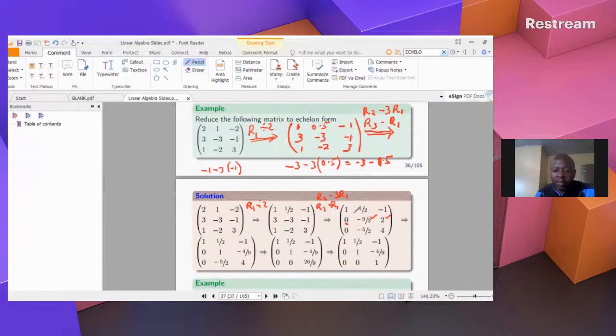Now let me come to this other one. I said row 3 minus row 1. So the element in row 3 is 1 minus this 1 gives me 0. The element here is negative 2. So negative 2 minus a half minus a half will give me negative 1.5, or negative 3 over 2.